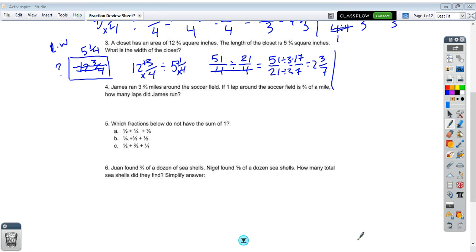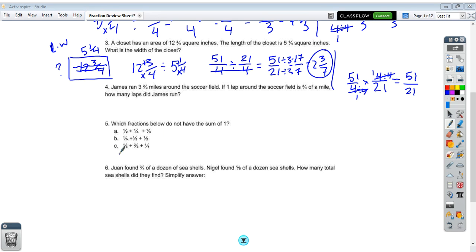The other way to set this up would be to say, okay, we have 51 over 4 times the reciprocal, which I flip this. I have 21 on the bottom, and 4 on top. And since I have a 4 on top and a 4 on the bottom, in the numerator and the denominator, that tells me I can cancel them. Divide by 4, I get 1. Divide by 4, I get 1. So I have 51 times 1 is 51, and 1 times 21 is 21. And this is the same thing as here, and it simplifies to the same solution.